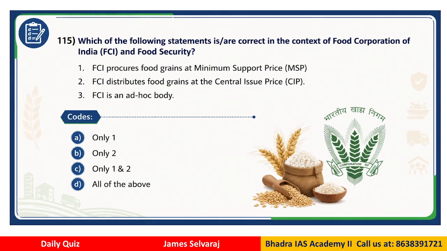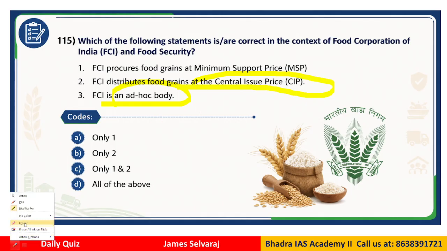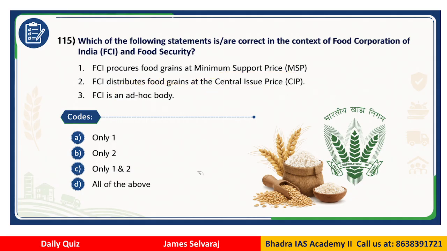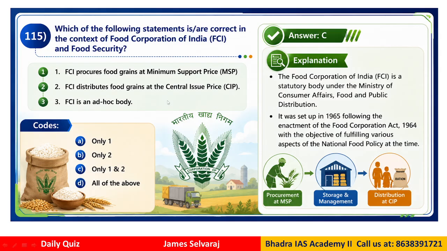Question 115. Which of the following statements are correct in the context of the Food Corporation of India and also food security? So the FCI purchases food grains at minimum support price. FCI distributes food grains at the central issue price, and FCI is an ad hoc body. So here we have a problem, what type of body is FCI? FCI is basically a statutory body. So we have a difficulty with these options here, right? So let us look at the correct answer. The correct answer is C, that is only 1 and 2.